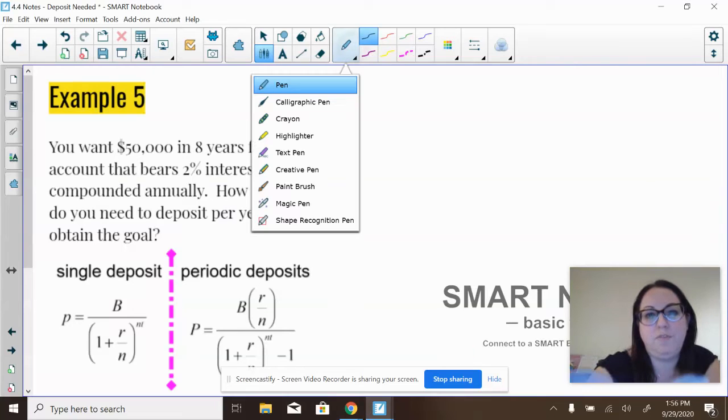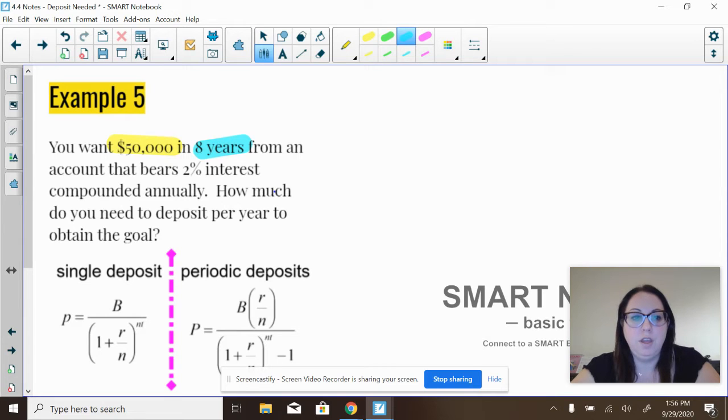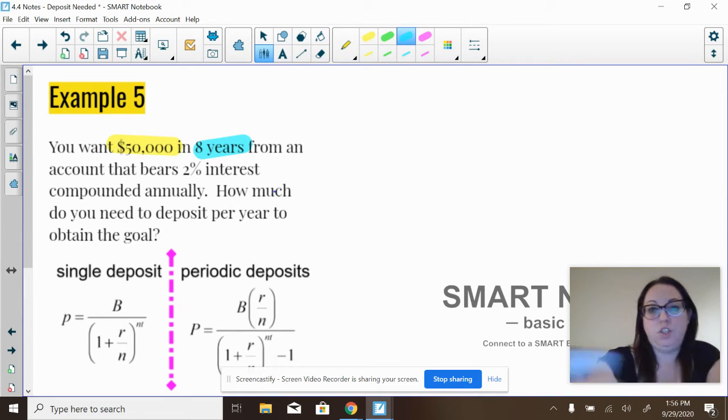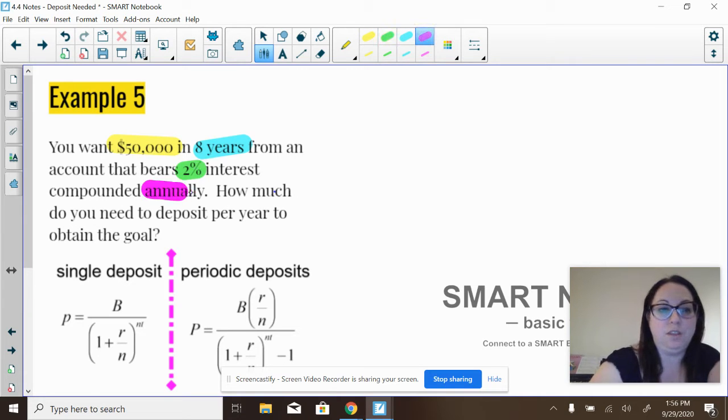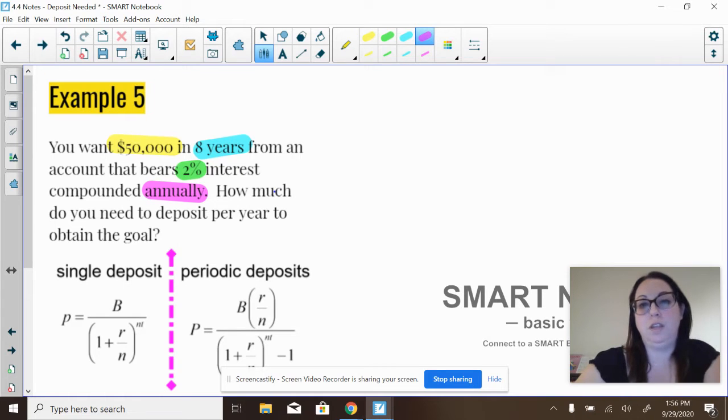Okay, take a look at example 5. It says you want $50,000 in 8 years. So there's our balance and our time value from an account that bears 2% interest and it's compounded annually. How much do you need to deposit per year to obtain this goal?